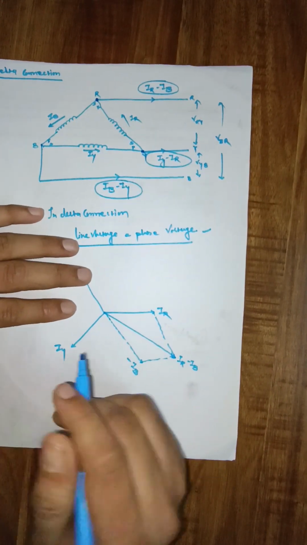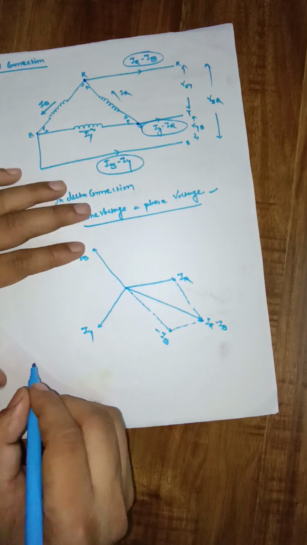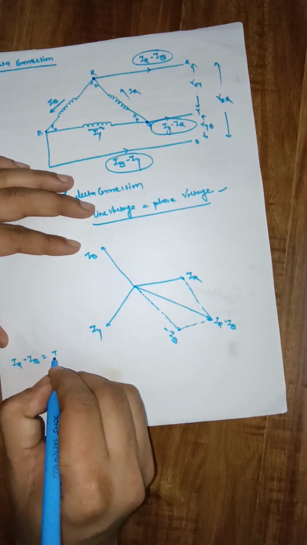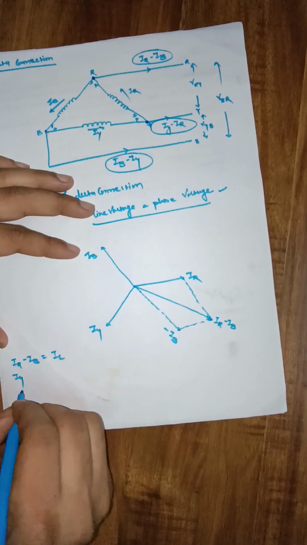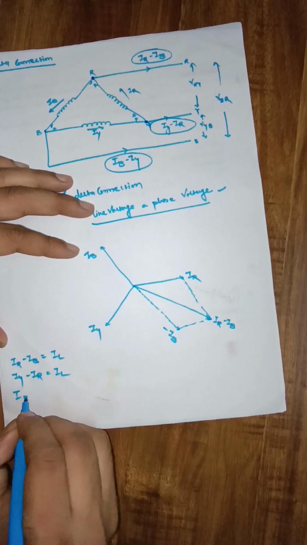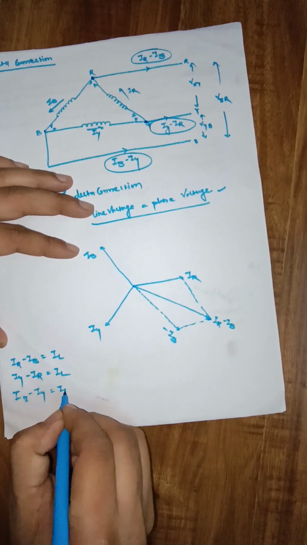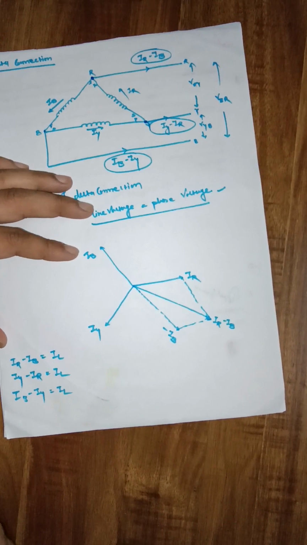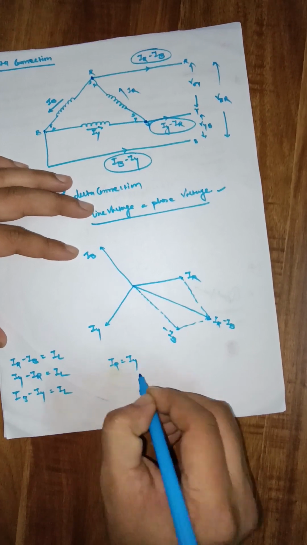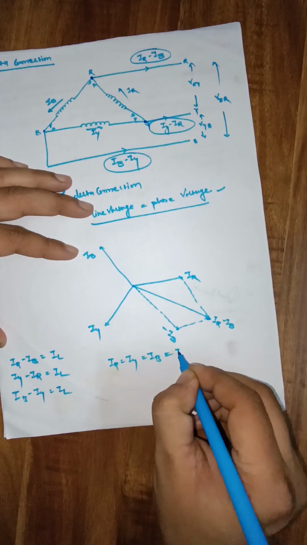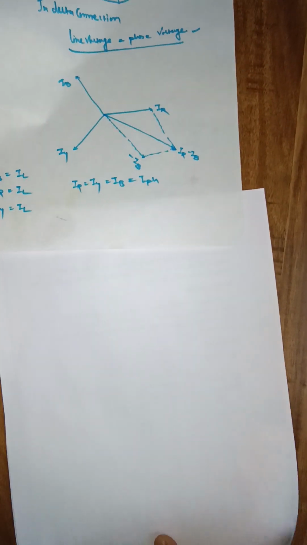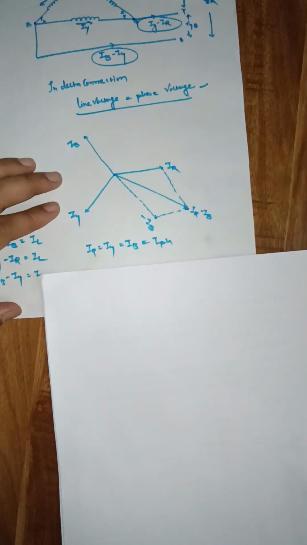Clear? So let me write IR minus IB is equal to I line. Similarly, IY minus IR is equal to I line, and IB minus IY is equal to I line. Clear? And in the same way, IR equal to IY equal to IB equal to I phase. Okay. Now we will establish a relationship between line current and phase current.